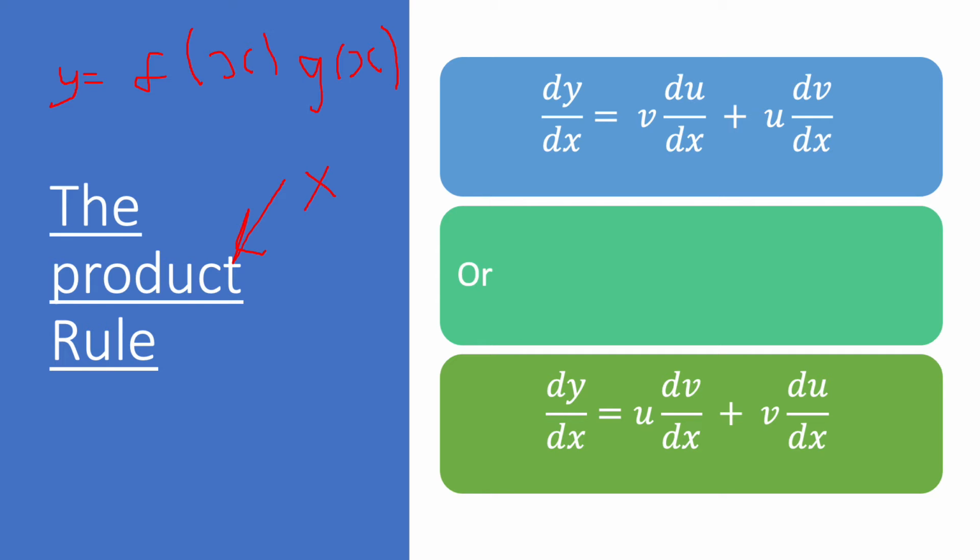And this is the formula for the product rule, guys. dy by dx is v du dx plus u dv dx, where v is equal to one function and u equals the other function. So v would be equal to f of x and u would be equal to g of x, or vice versa. So the formula is dy by dx equals u dv dx plus v du dx. It doesn't matter which way around you use it, as long as you are doing the function of v times the derivative of u plus the function of u times the derivative of v, if that makes sense.